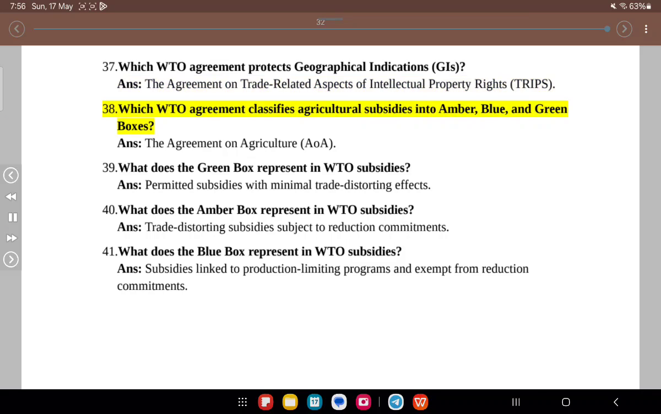38. Which WTO agreement classifies agricultural subsidies into amber, blue, and green boxes? Ans. The Agreement on Agriculture, AOA. 39. What does the green box represent in WTO subsidies? Ans. Permitted subsidies with minimal trade distorting effects. 40. What does the amber box represent in WTO subsidies? Ans. Trade distorting subsidies subject to reduction commitments. 41. What does the blue box represent in WTO subsidies? Ans. Subsidies linked to production limiting programs and exempt from reduction commitments.